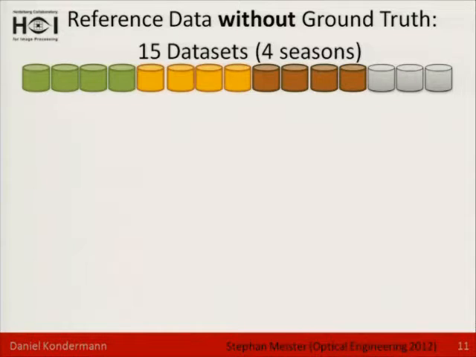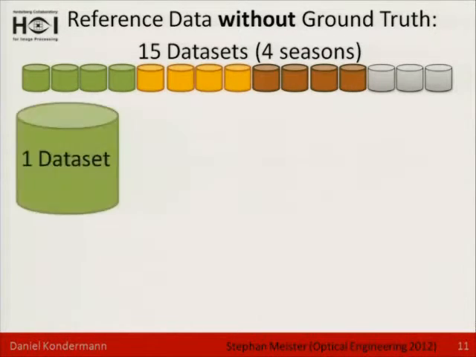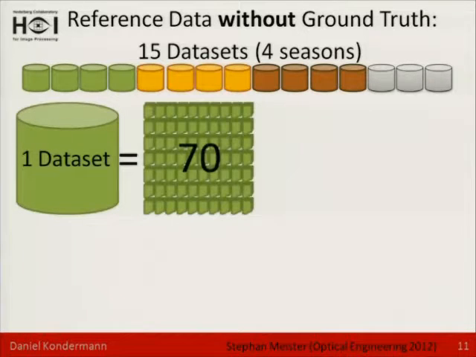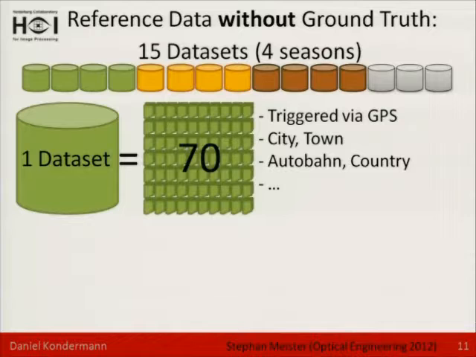So we created such a ground truth data set, and I just quickly skim over it. It's very related to Raquel's work. She also did an impressive job on creating a huge data set, and they even created ground truth. We did not create ground truth. We just recorded data, but in a very specific way. So we have 15 data sets, and each data set consists of a number of locations. These locations are, for example, city, town, autobahn, country, and so on. They are triggered via GPS, and they are triggered every time. So we have these 15 data sets recorded during all seasons, monthly, for one year.